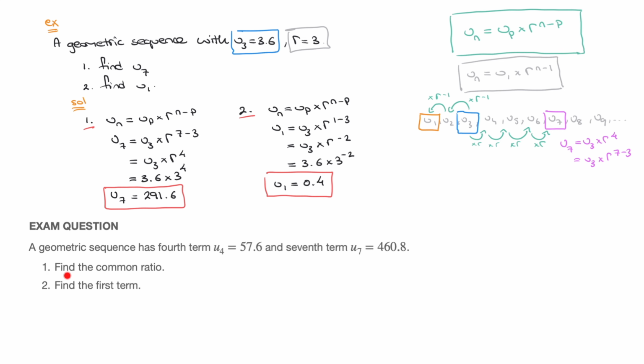First of all, we need to find the common ratio, and secondly, we need to find the first term. Okay, well let me start by writing a little 1 right here, since we'll start with the first question. And now let's see how we can find the sequence's common ratio.